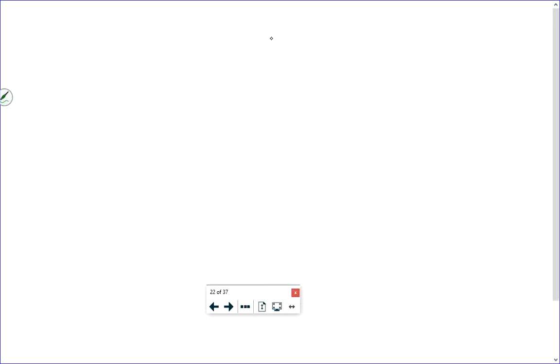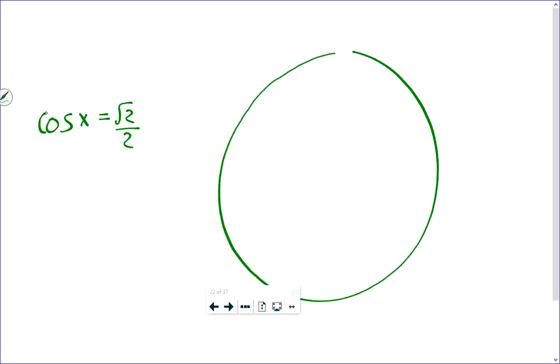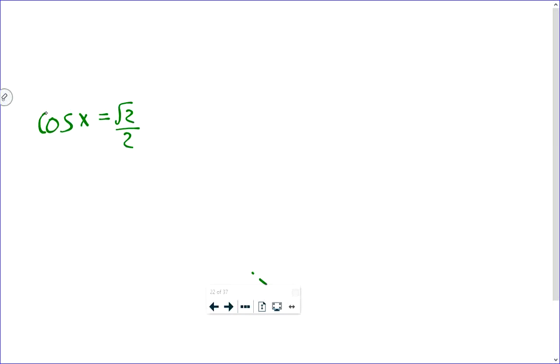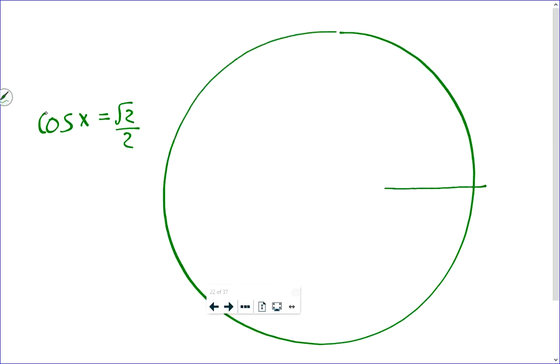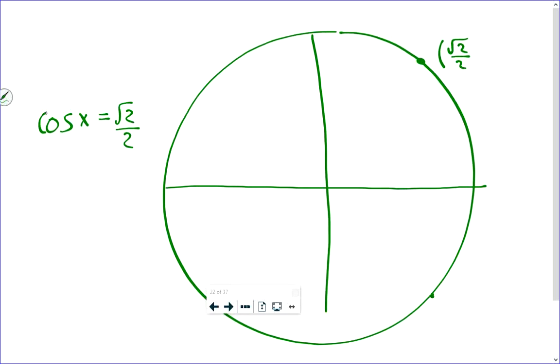I would simply say, if cosine of the rotation angle is root 2 over 2, and I hope you don't mind me switching between 1 over root 2 and root 2 over 2, they're the same number, then on the unit circle, I am looking at this location and this location because that's where x is root 2 over 2.